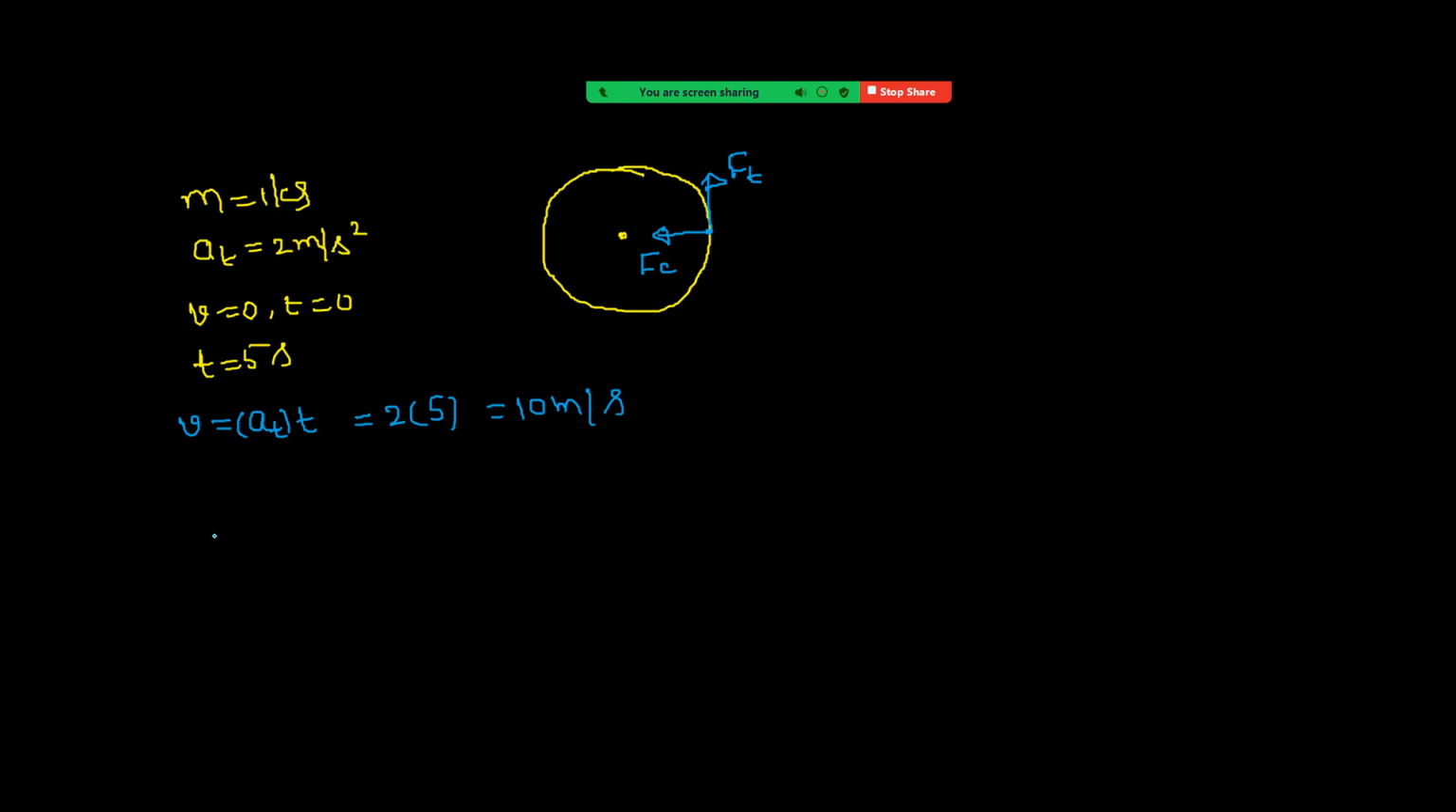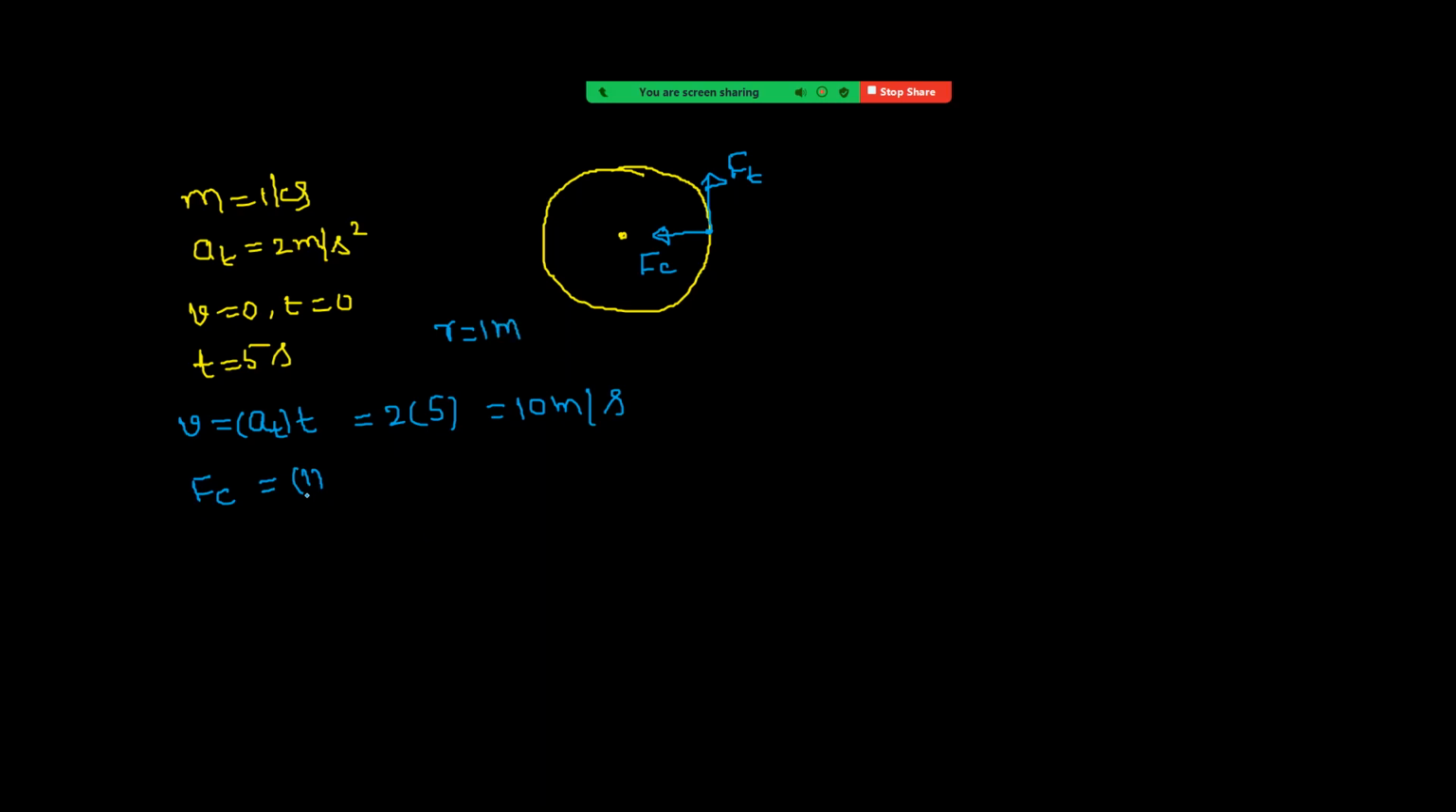Okay. Now we have to focus on centripetal force. So power delivered by centripetal force. First calculate centripetal force. Centripetal force equal to mass into centripetal acceleration, which is v square by r. I think here r is not mentioned, right? Okay. Let us take r value 1. R is 1 meter.